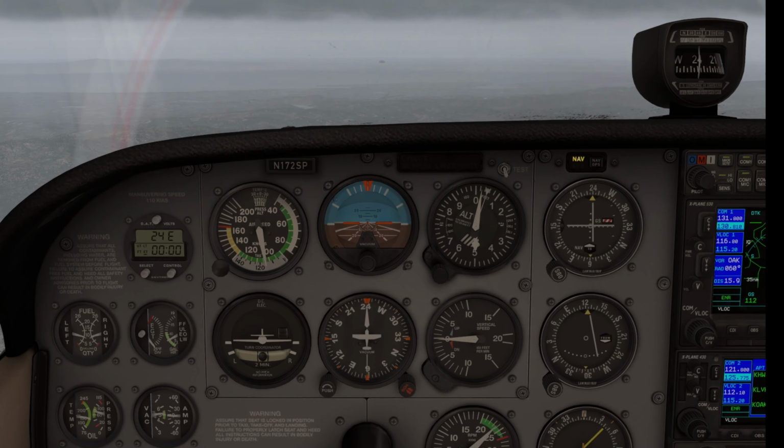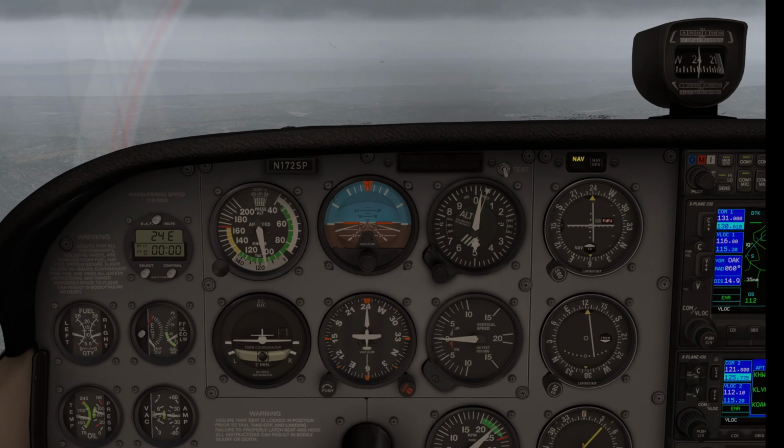Now let's try another example. We are flying inbound on the Oakland 060 radial, approaching the Salad intersection from the opposite direction. Notice the number 2 CDI is deflected toward the 210 bearing. That deflection indicates the magnetic bearing of the intersection relative to our present position. Also observe that the number 2 CDI is moving toward the centered position. That movement confirms we are proceeding toward the intersection.